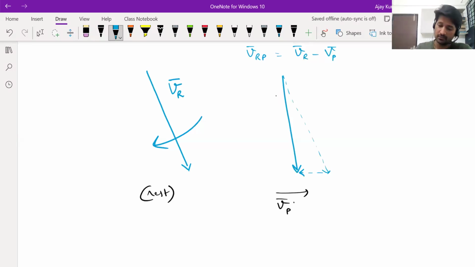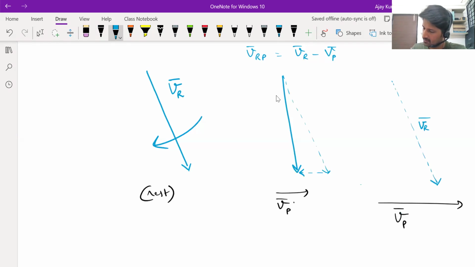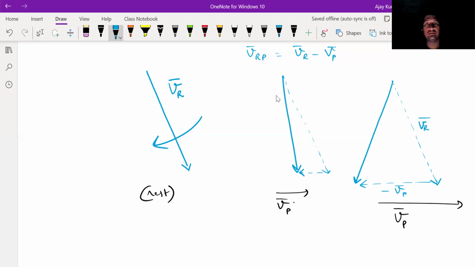Suppose the person moves much faster to the right. The actual velocity of rain is like this only, V_R. But suppose the person has a large velocity to the right. Then minus velocity of person is this. Then relatively they can appear to fall at an angle in this direction also. So how rain appears to fall depends on, okay.